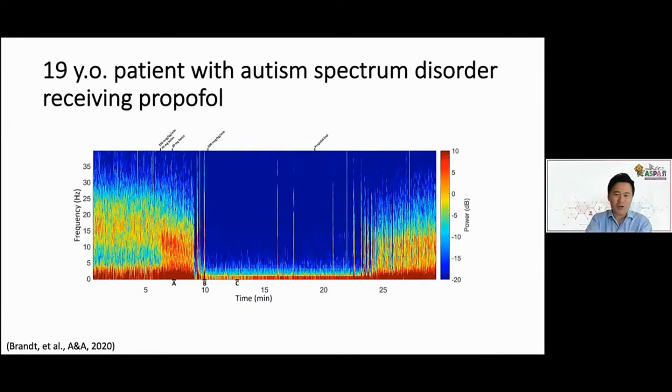The anesthesiologist would have no way of knowing that this was going on without EEG monitoring. Had the anesthesiologist been looking at the EEG, maybe they would have known that they had already given enough and they didn't need to continue the infusion.